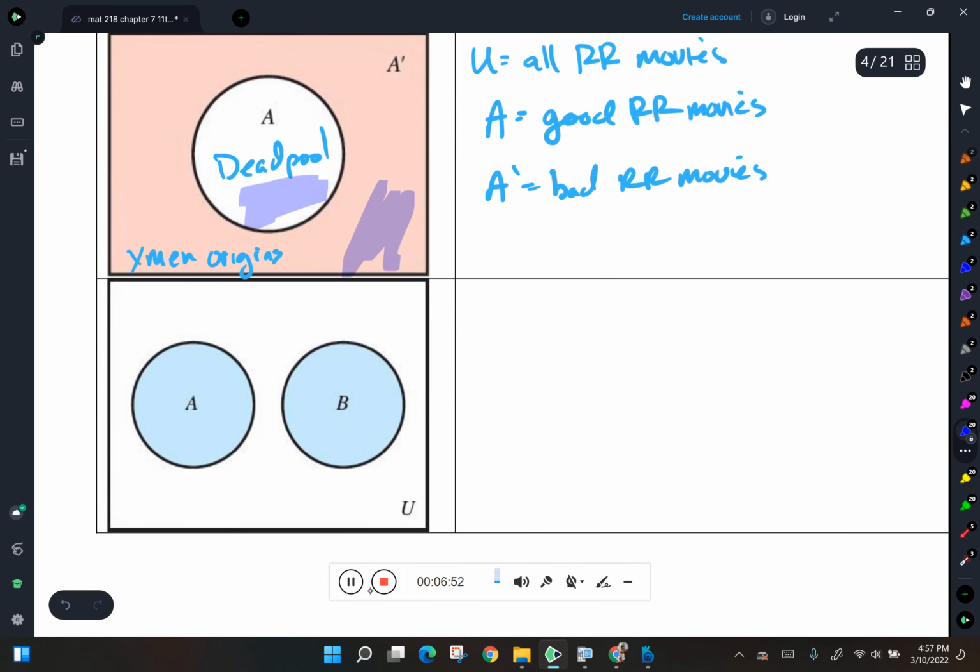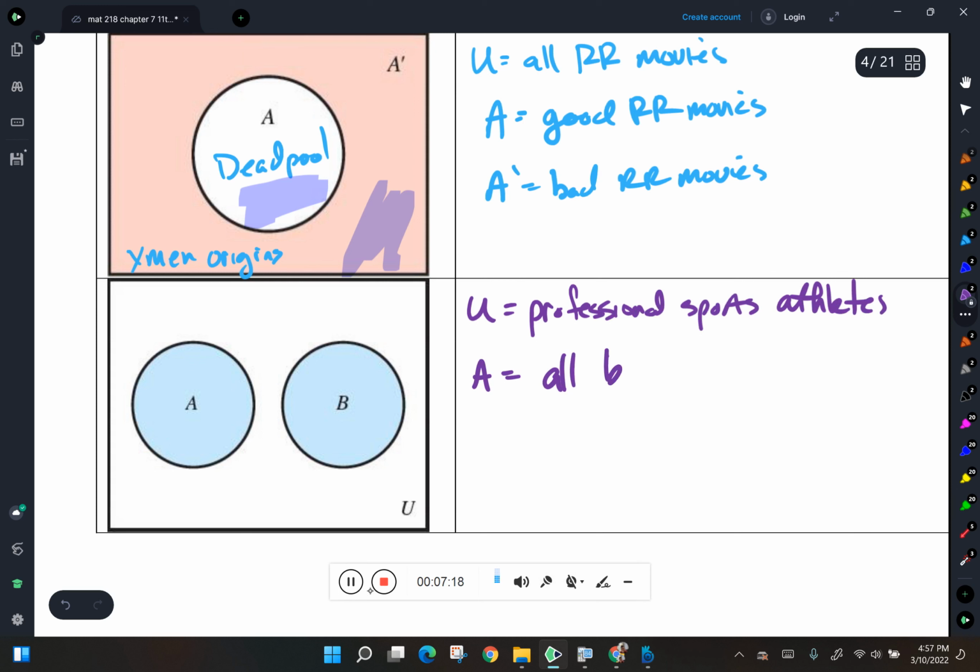Disjoint sets. What could we make up for that? Well, we could say that the universe is, I don't know, how about professional sports athletes? And we could say that A is all baseball players, so this is going to be active current baseball players. And B could be the set of all professional table tennis players.